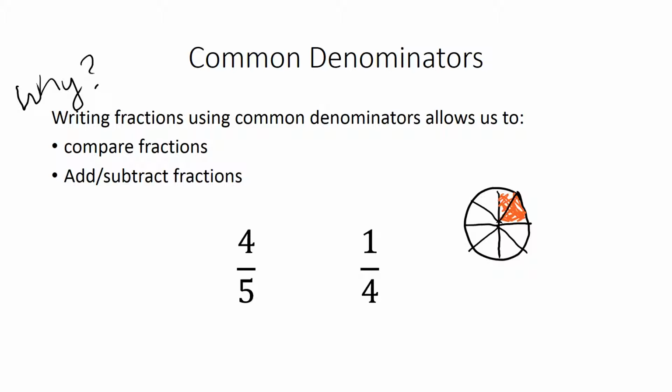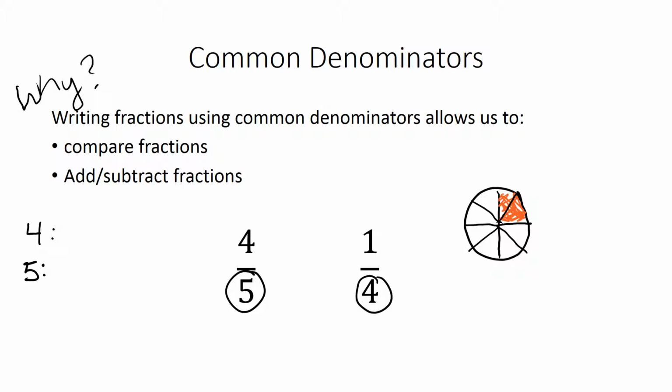All right, let's look at how we could find the common denominator of two fractions like 4/5 and 1/4. There's two methods we can do. One of them is to list all the multiples of each denominator, so each bottom number. So we have 4 and we have 5. Let's start with 4 first.